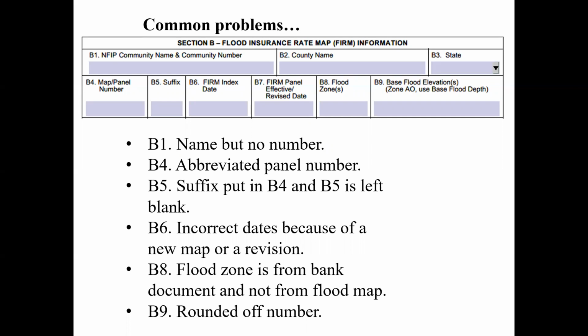And then B8, sometimes people don't look at the flood map for that information. They're looking from another source, maybe from a bank document, and we don't want to do that.